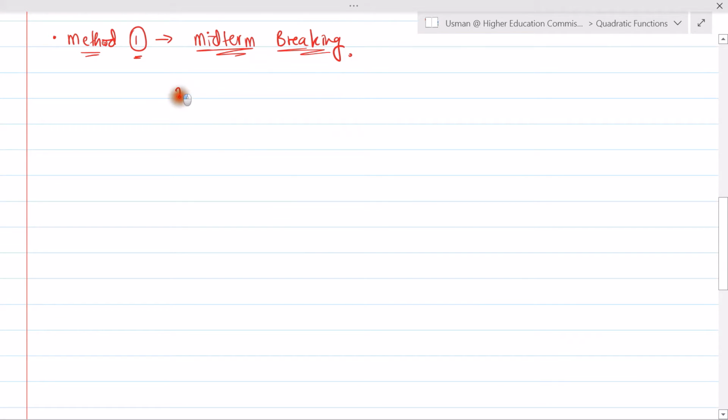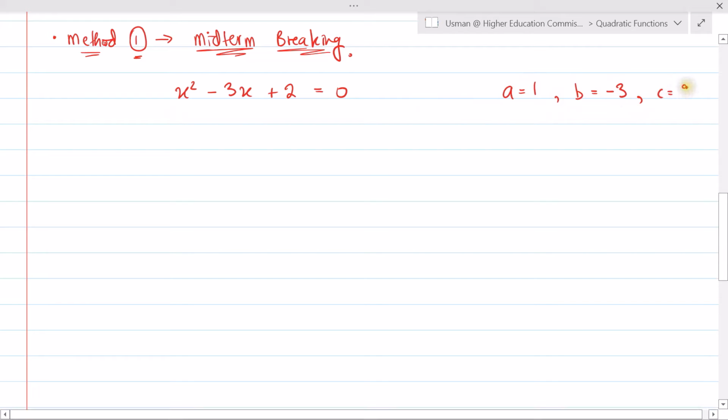Our equation is x squared minus 3x plus 2 is equal to 0. Comparing it with the standard form, I can see that a is equal to 1, b is equal to minus 3, and c is equal to 2. I know that a multiplied by c is going to be 2. So now I need two numbers that multiply to give me a 2 but add to give me a minus 3. So I start with the lowest two numbers, which are 1 multiplied by 2.